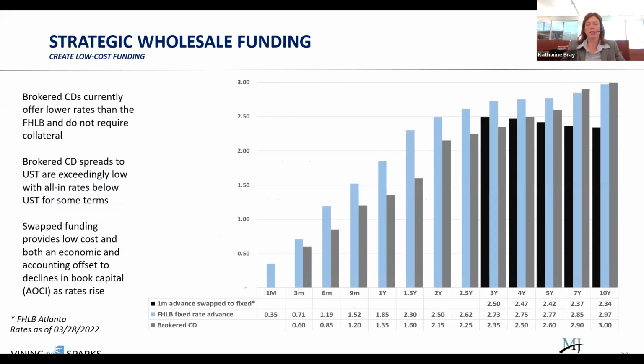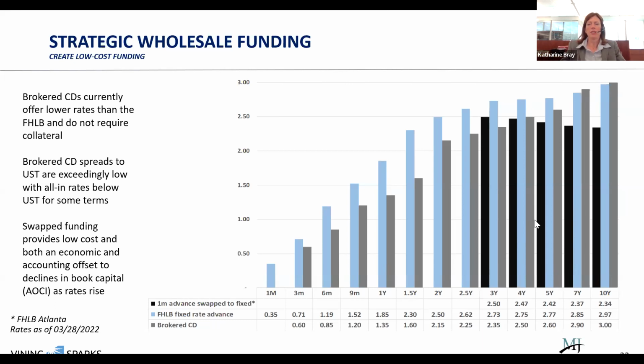I would say that's maybe the easiest way you're used to doing things, or going to the brokered CD market. And you can see actually the Home Loan Bank is more expensive than brokered CDs until we get out to about the 7-year part of the curve, and then brokered CDs get a bit more expensive. Swapping a Home Loan Bank advance to fixed is a little bit less than brokered CDs once you get out in 4 and 5 years, by far the cheapest when you get out to the long part of the curve.